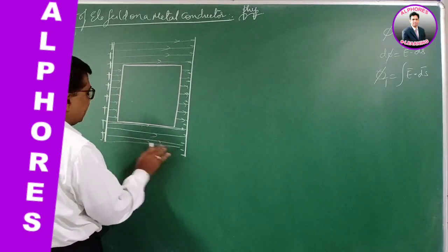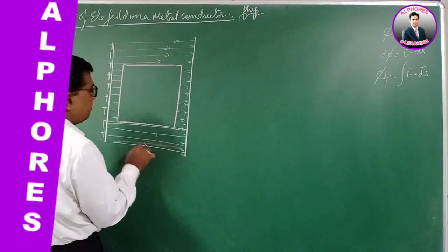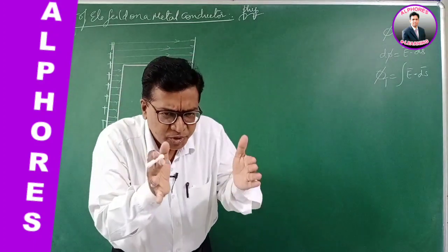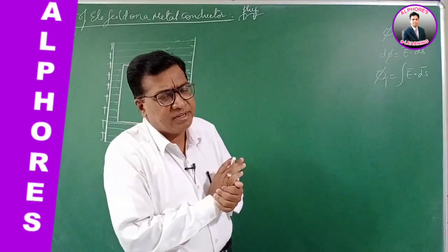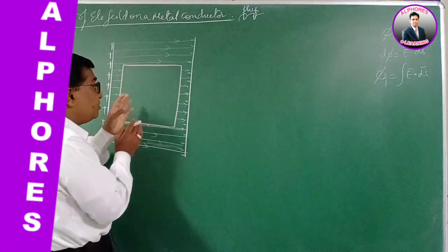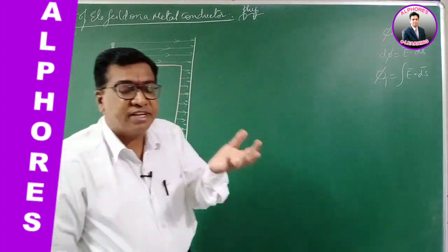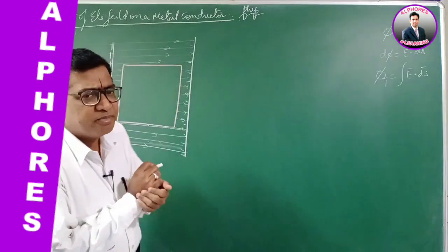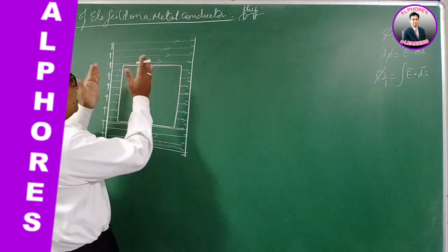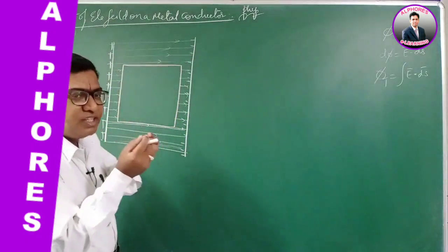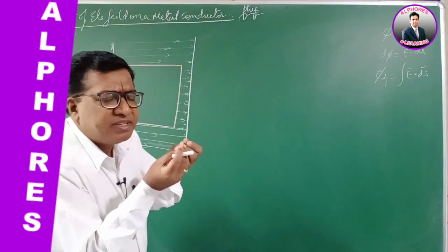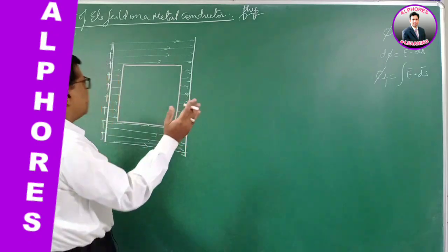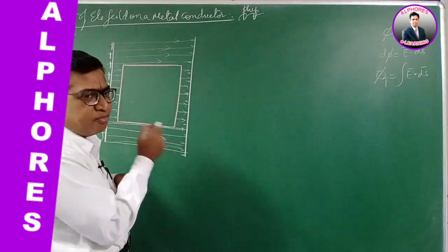So I am producing a uniform electric field, and in that field I place a metal block. Now what happens? Whenever you place a metal block in the electric field, the metal has an abundant number of free electrons available at room temperature. As soon as I place this metal block in the field, those free electrons momentarily experience a force and move. They get polarized.